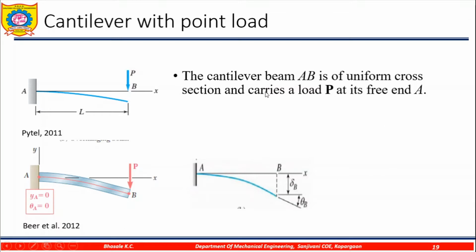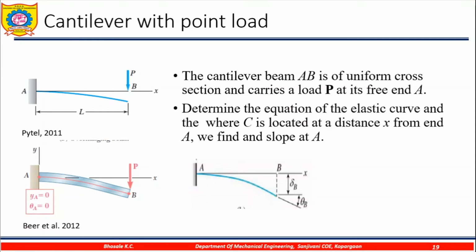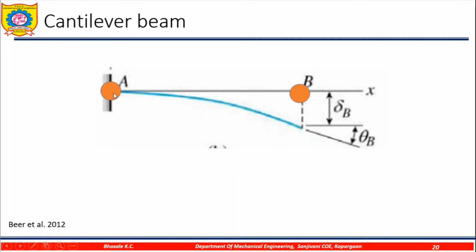The cantilever beam may be of uniform cross section and carries a point load at the free end. So we have to determine the equation of the elastic curve and slope, where C is loaded at a distance x from the end. We find out slope and deflection at point B. So this is the point A, which is fixed one. Point B will be the free end. As this is a free end, it will deflect, and we will find out what is the slope.